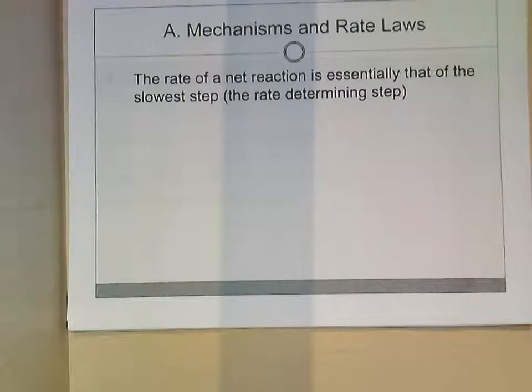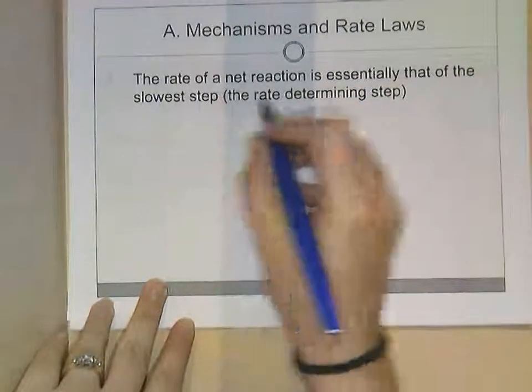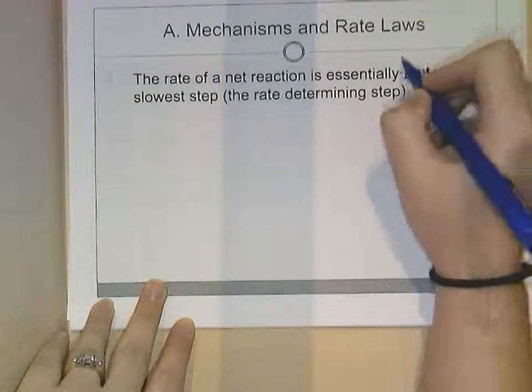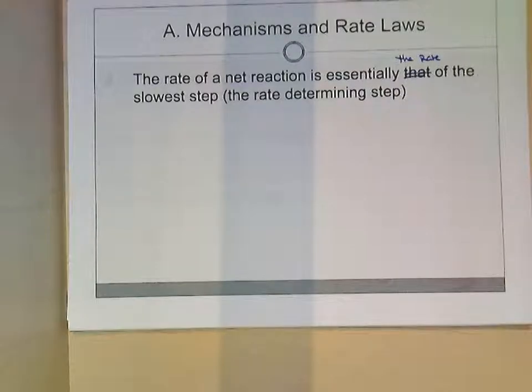So the rate of a net reaction is essentially the rate of the slowest step, which, if you've ever taken any biology, rate determining step should be a familiar phrase, right? We talk about rate determining steps.